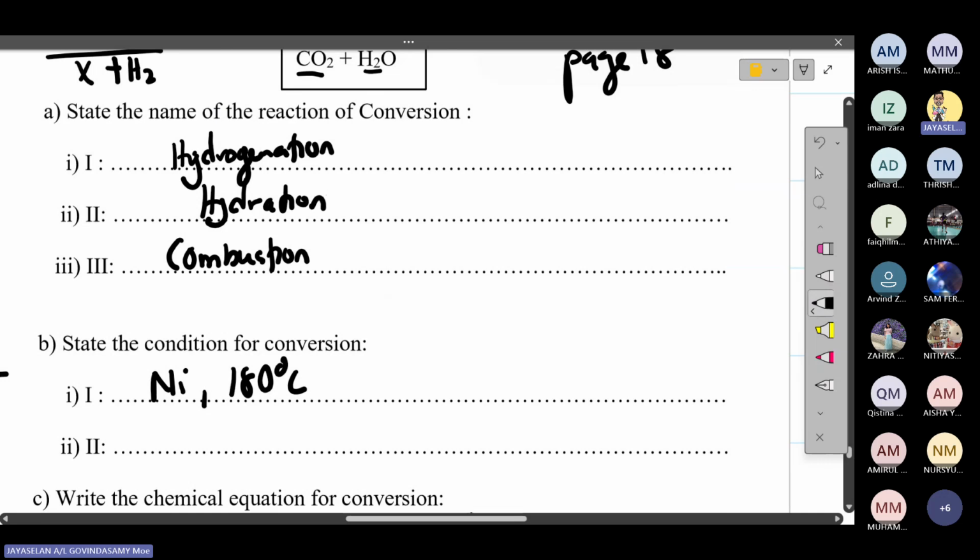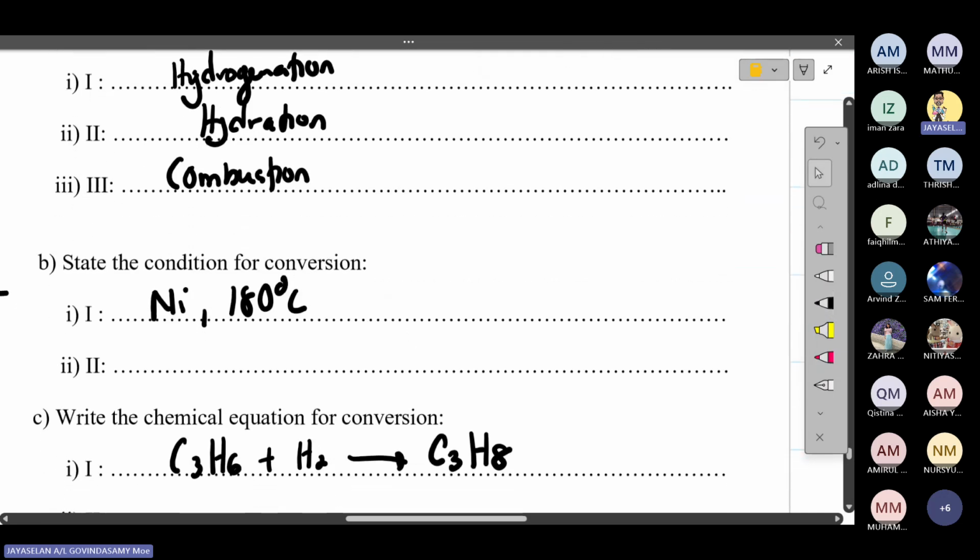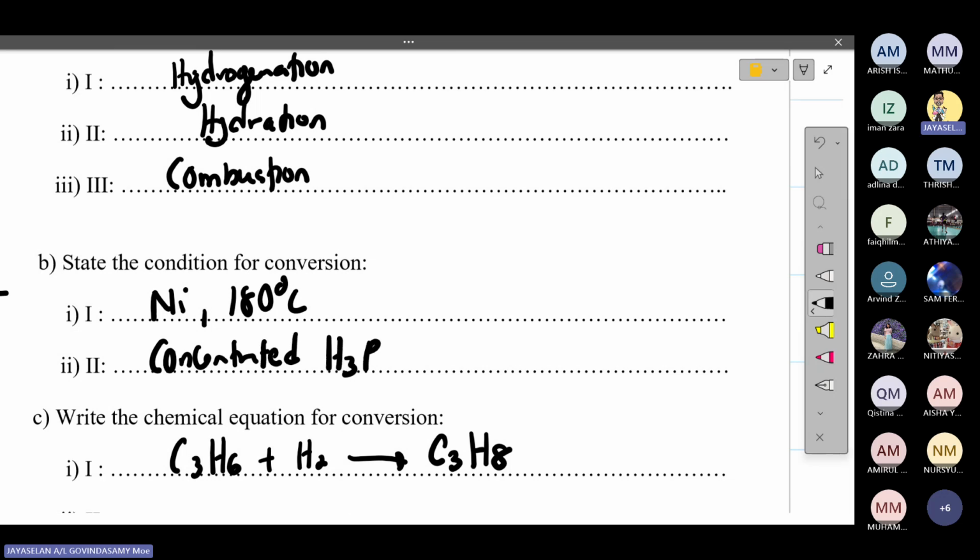Addition of water is called what reaction? Hydration. Okay, hydration. In hydration, we need concentrated phosphoric acid, 300 degrees Celsius, 60 atm. Write it in full; putting the symbol is enough. You already score 1 mark.